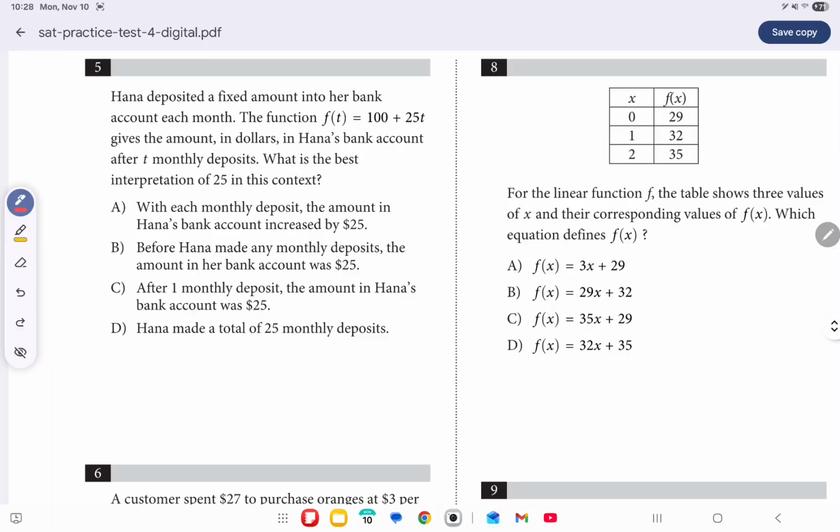We'll continue with SAT practice test number 4. Today we'll be looking at problems number 5 through 9. So let's get started. Question 5.